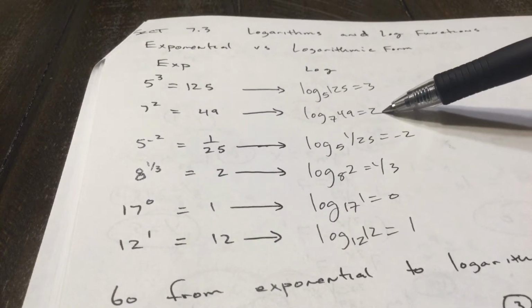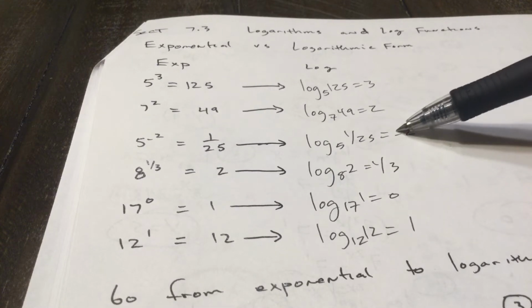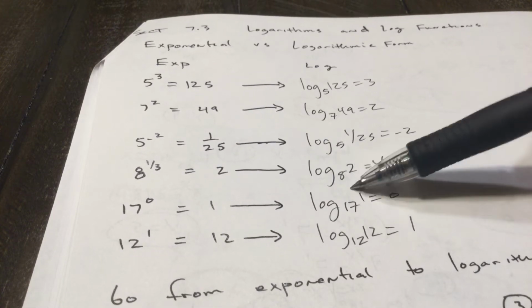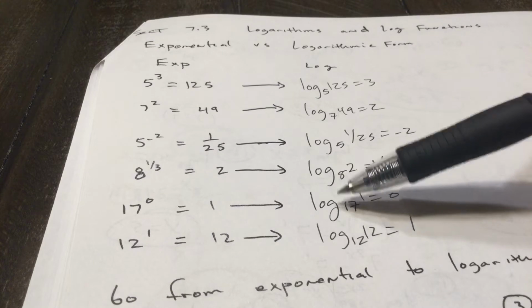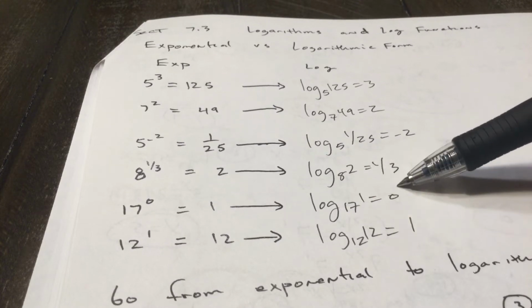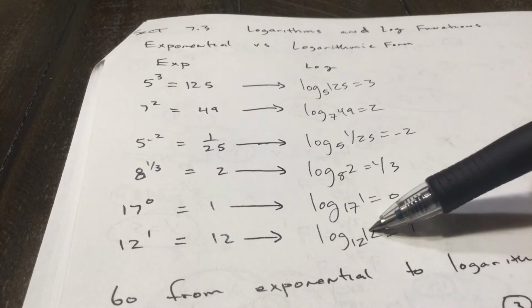Log base 7 of 49 is 2. Log base 5 of 1/25 is -2. Log base 8 of 2 is 1/3. Log base 17 of 1 is 0. Log base 12 of 12 is 1.